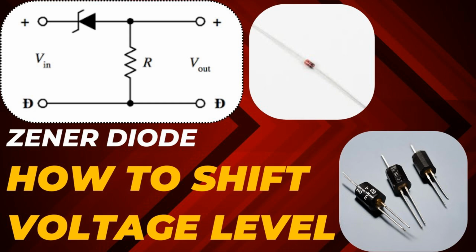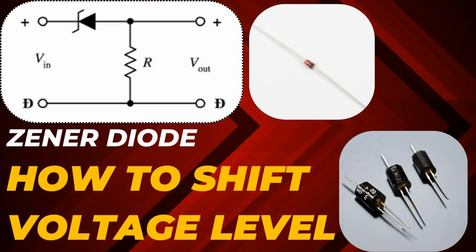2. Zener voltage, VZ. Definition. The Zener voltage is the reverse voltage at which the diode begins to conduct significantly in the reverse direction. This voltage is determined during the manufacturing process and is a key specification for Zener diodes. Range. Zener diodes are available with Zener voltages ranging from a few volts to several hundred volts, making them suitable for various applications.